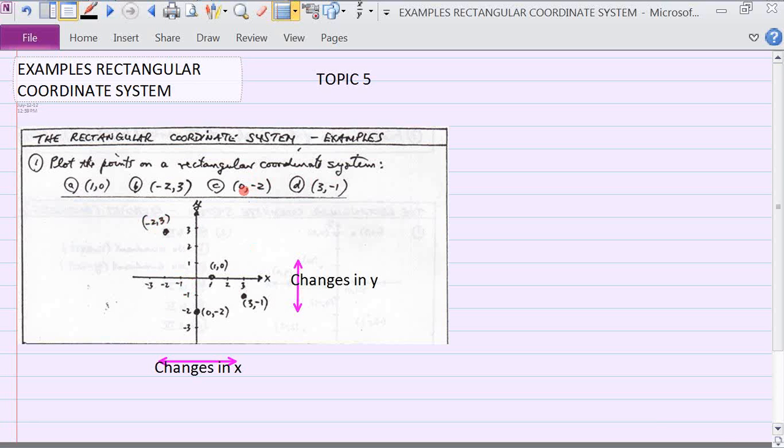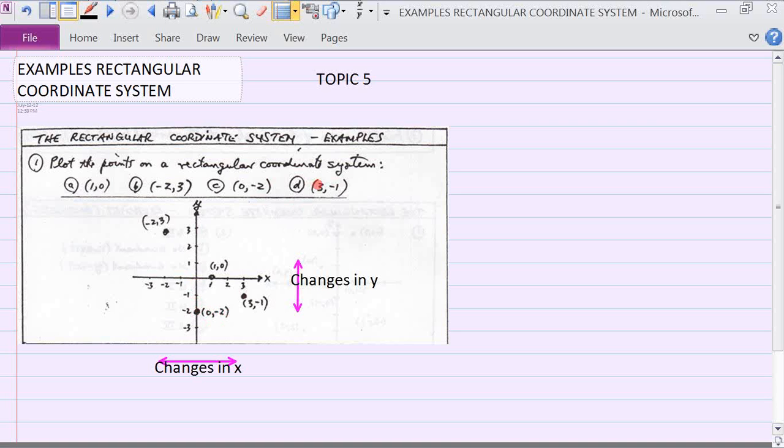What about the point (0, -2)? This means that x is 0 and y is -2. So here, there's the point at which x equals 0, because here we have 3, 2, 1, 0. x is 0 right there. Now I'm going to choose my y, -1, -2. So there's the point (0, -2).